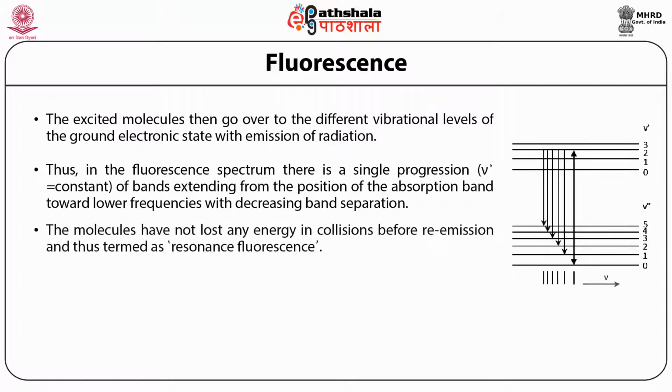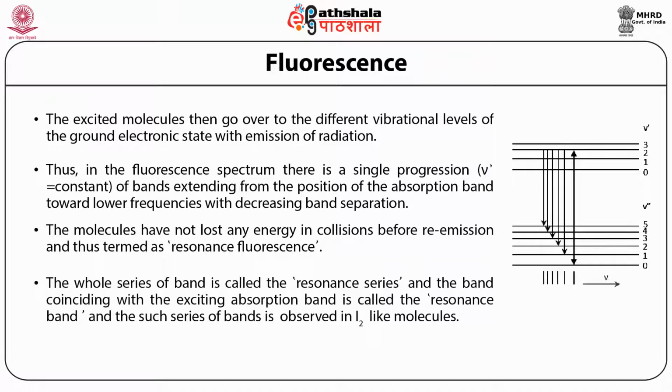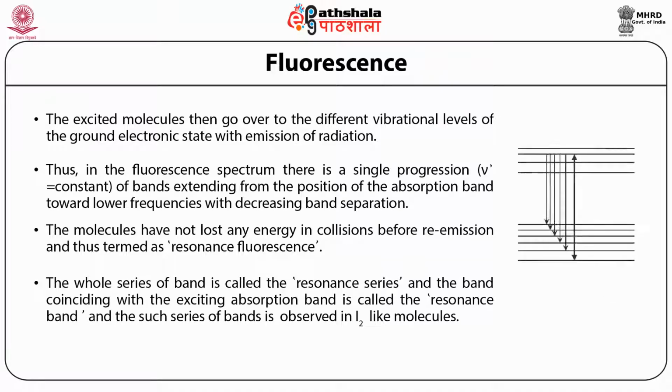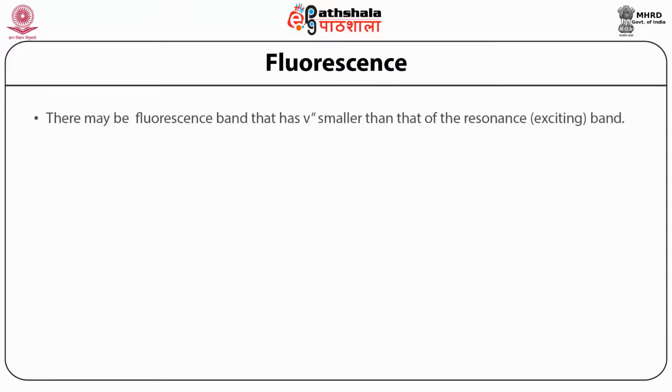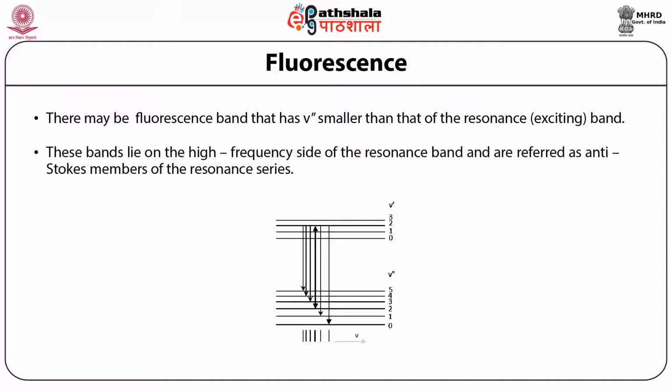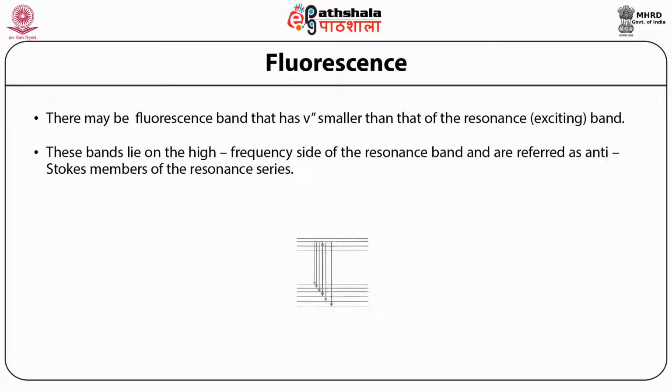The molecules have not lost any energy in collisions before re-emission and thus it is termed resonance fluorescence. The whole series of bands is called the resonance series, and the band coinciding with the exciting absorption band is called the resonance band. Such a series of bands is observed in iodine-like molecules. There may be fluorescence bands that have ν'' smaller than that of the resonance or exciting band. These bands lie on the higher frequency side of the resonance band and are referred to as anti-Stokes members of the resonance series.